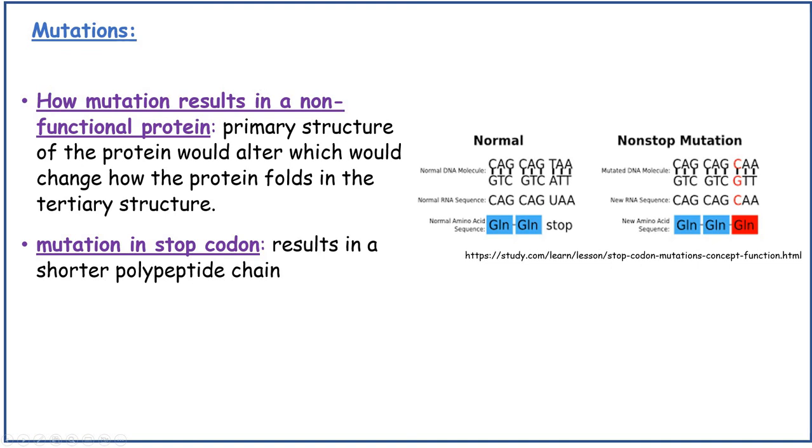How a mutation can result in a non-functional protein. The primary structure of a protein would alter if the amino acid is changed, which could change how the protein folds in the tertiary structure. Obviously, if that's an enzyme, that's quite important because it could mean that the active site is a different shape and therefore won't bind to the substrate. If there's a mutation in the stop codon, this results in a shorter polypeptide chain being produced.